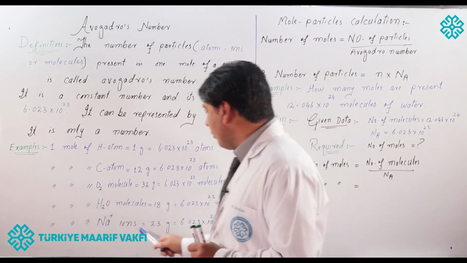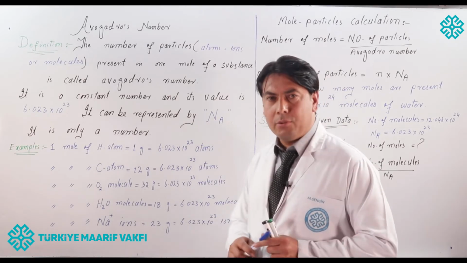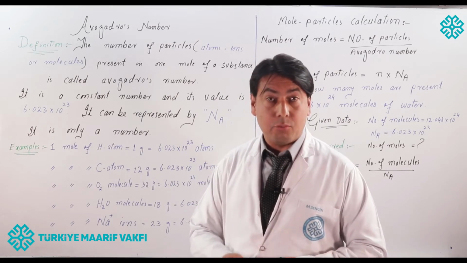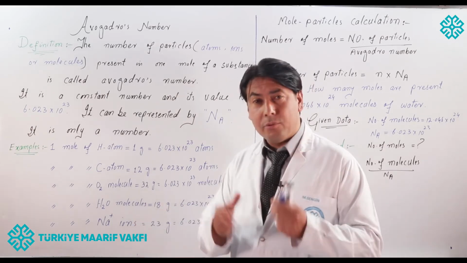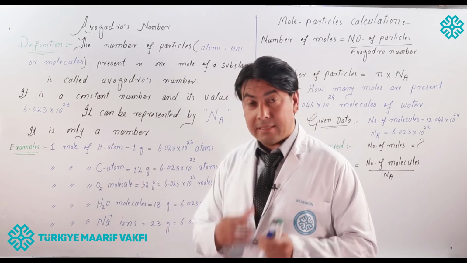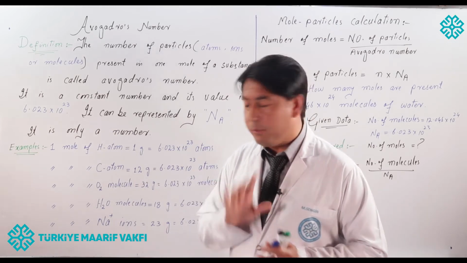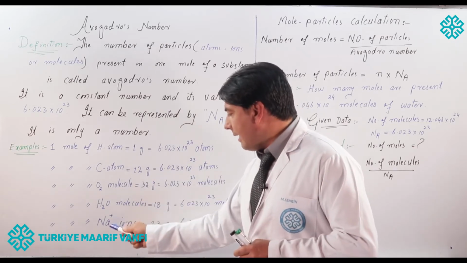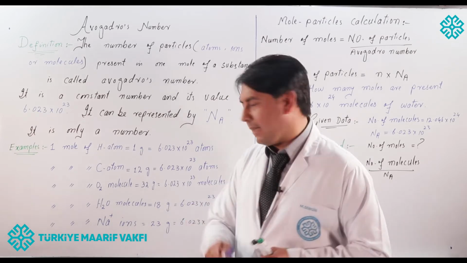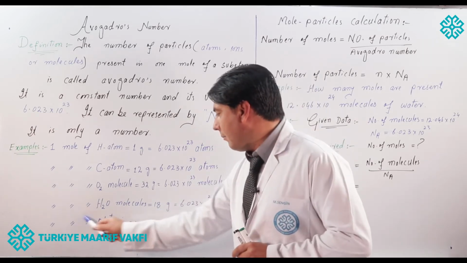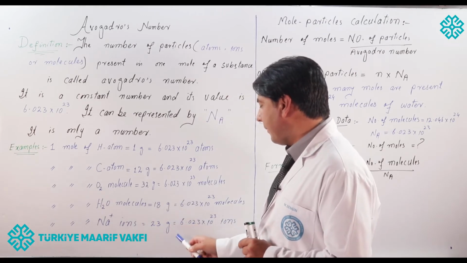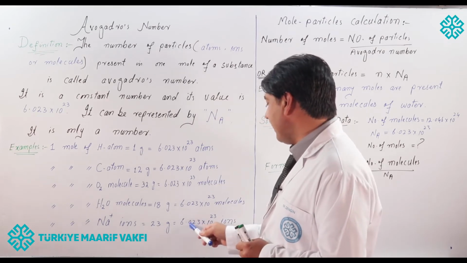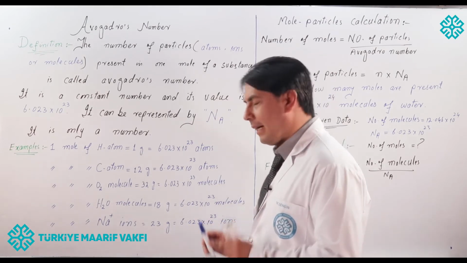And 1 mole of sodium ions. We know that the atomic mass of sodium is 23. So what will be the mass of sodium ions? The same, because atomic mass is the mass of protons and neutrons. Sodium ion has lost an electron, so the mass of sodium ion and the mass of sodium atom will be the same, 23. So 1 mole of sodium ion is equal to 23 gram. How many particles of sodium ions will be present in 1 mole? 6.023 multiplied by 10 power 23 ions.